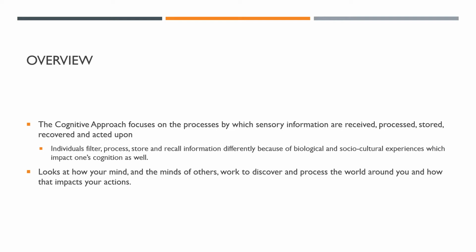the processes by which that information is received, processed, stored, recovered, and acted upon. And I know that's quite a bunch of different processes, but really they make up things like memory, thinking and deciding. What we will talk about is reconstructive memory, schema theory, and the role that emotion plays in the ways in which we process information.